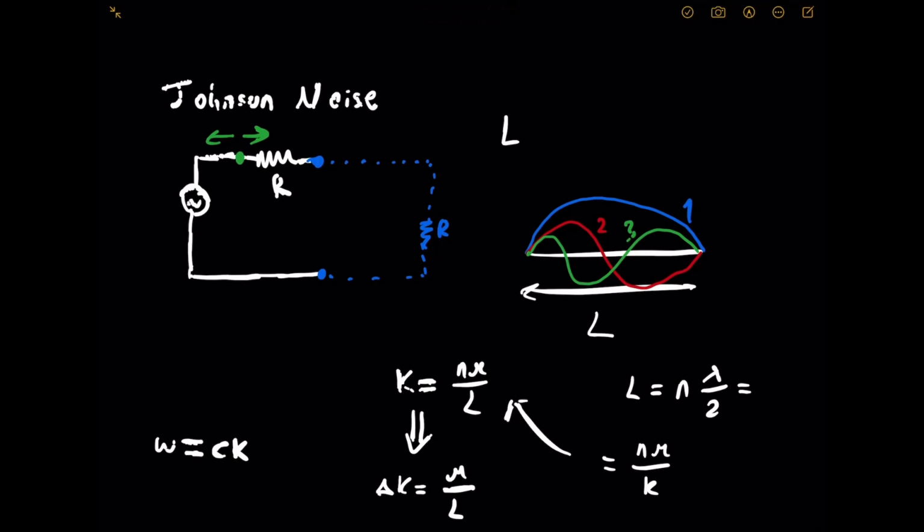Because I wanted to impedance match the left side of the circuit. So I need to have the same impedance on both sides. That's why I have an additional R in the dotted part, right?